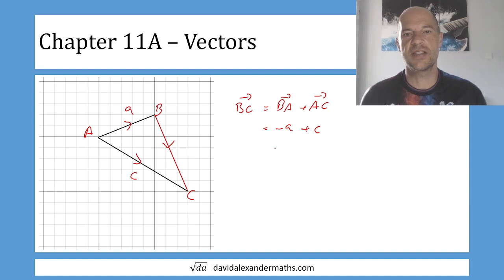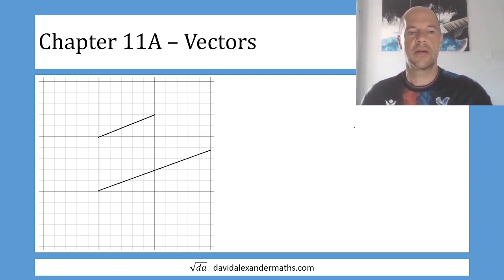So therefore B to C is negative a plus c, although you'd probably write it as c take away a. So to go from B to C, we are taking vector c and we are subtracting vector a. So that is vector c minus a.